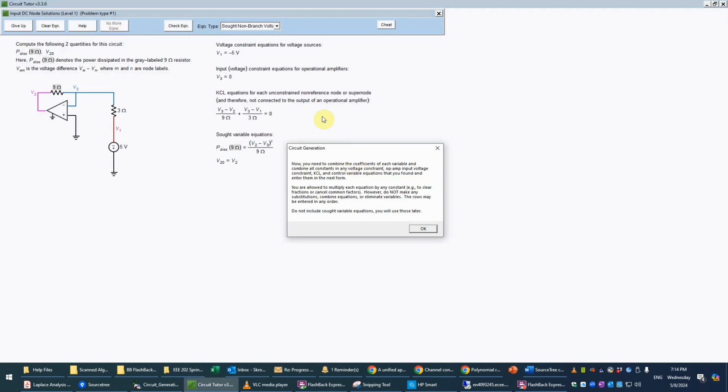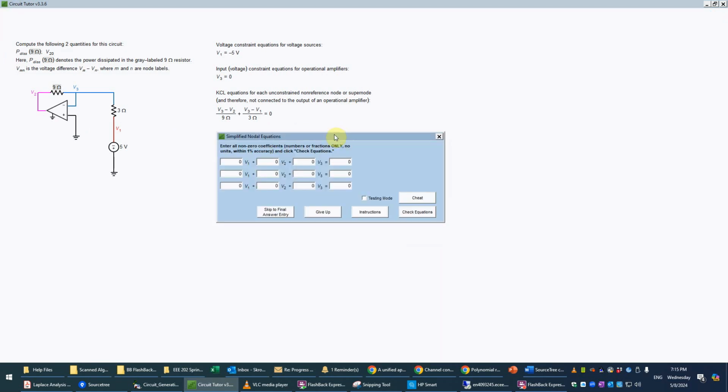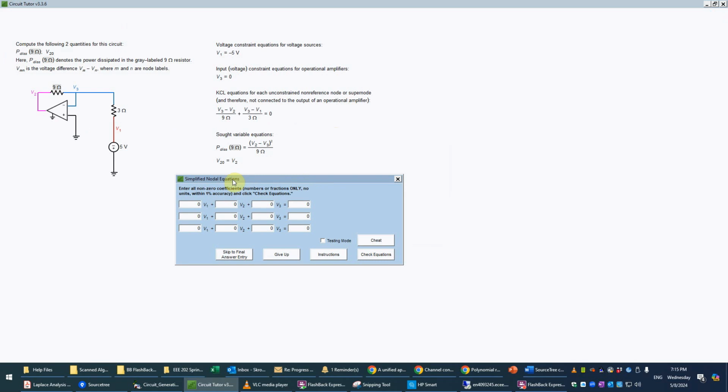And now it tells us we need to simplify these equations. To be honest, it probably isn't necessary to do that in this case, but just to be consistent with our normal procedure, we'll go ahead and do that. And so here, the first one says V1 is minus 5, so we'll just give V1 a coefficient of 1. And then we'll go over to the constant and make that minus 5. And that very succinctly expresses that.